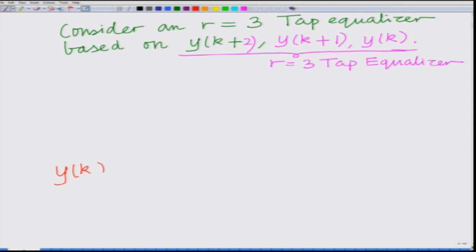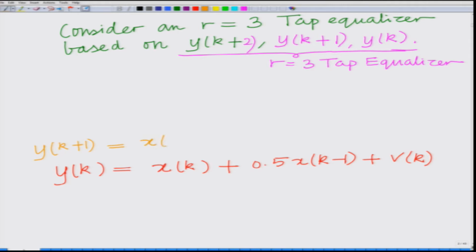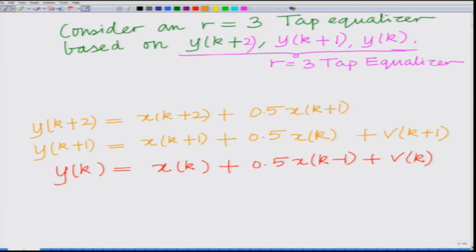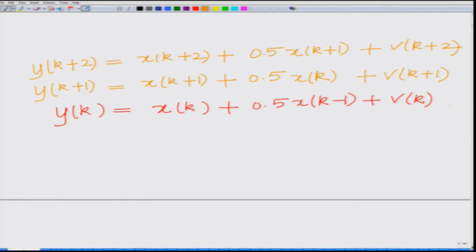I have yk equals xk plus 0.5 times the previous symbol xk minus 1 plus Vk. Similarly, yk plus 1 equals the current symbol xk plus 1 plus 0.5 times the previous symbol xk, that is at time instant k, plus Vk plus 1. And yk plus 2 equals xk plus 2 plus 0.5 times xk plus 1 plus Vk plus 2.